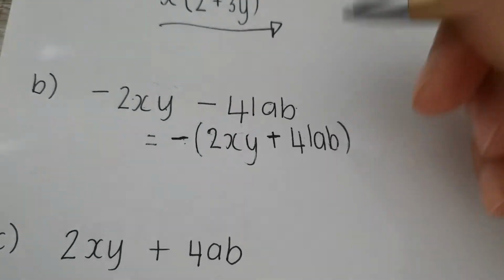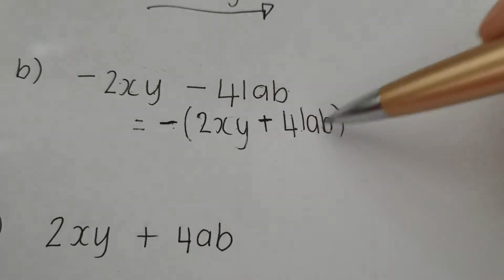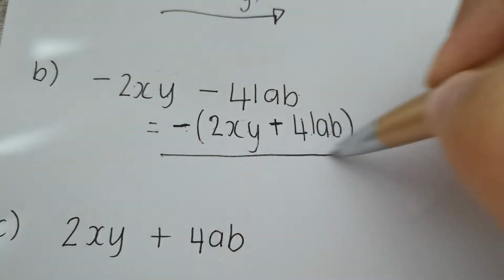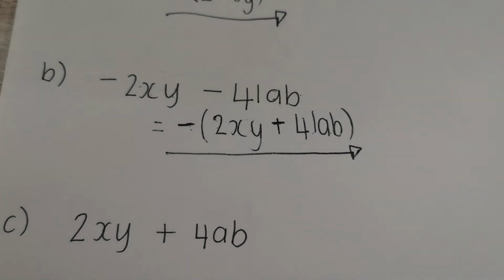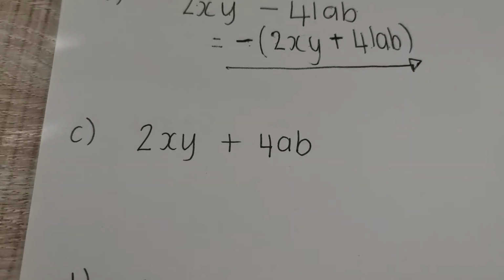41ab. You double check, is there anything that can go into 2 and 41? Nope. Into xy and ab? Nope. So that's my answer. Okay, let's go on. This time we can take out a number.